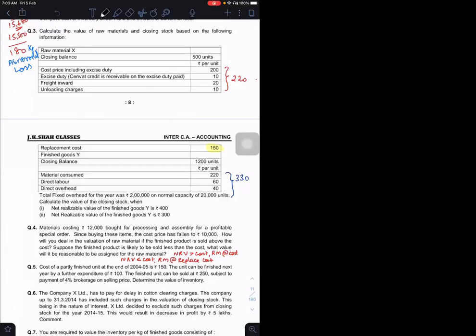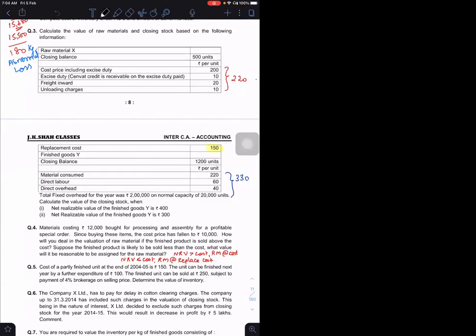And further, they have given us the replacement cost, which says it is 150 only. Then closing balance of finished goods Y, we have 1200 units of finished goods in quantity, and the cost is given as material consumed 220. So we can understand material X is used to manufacture finished goods Y. So the same material gets consumed, as you can see on your screen, 220 rupees. Labor cost 60 rupees. Direct overhead 40. So the total till here is 320. But wait, read the next line.